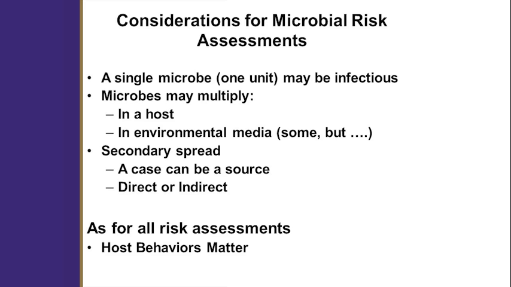The bad news is we've also got secondary spread, okay? Because those organisms multiply in the host, sometimes they even multiply in the environment, although fortunately not viruses. And what will happen is the host becomes a source, okay? The case becomes a source, and you end up with secondary spread that we have to consider as well. And that can be done through a variety of network models and other types, basic SEIR type models.